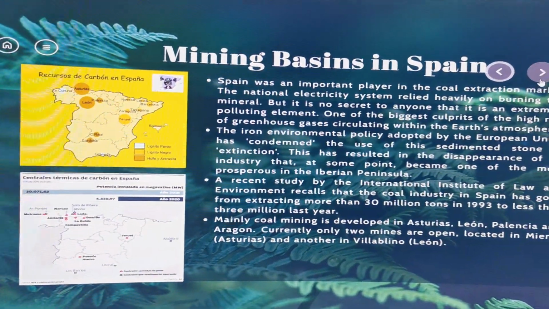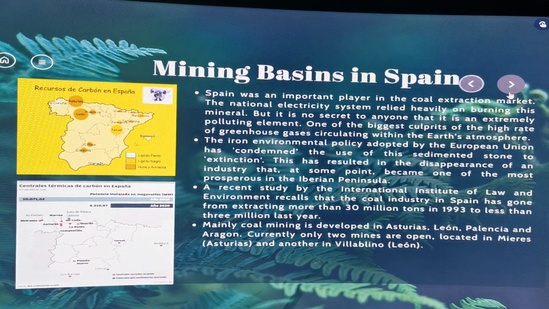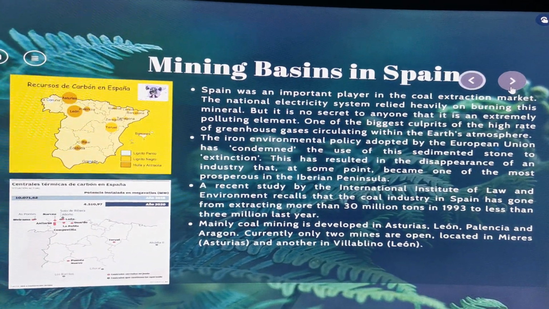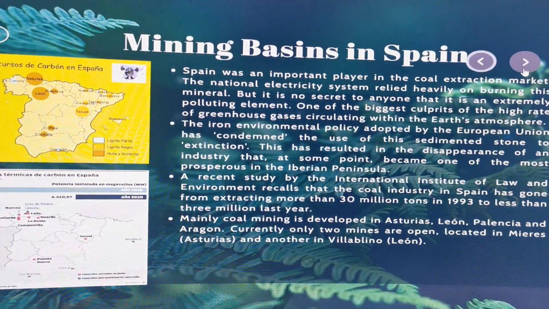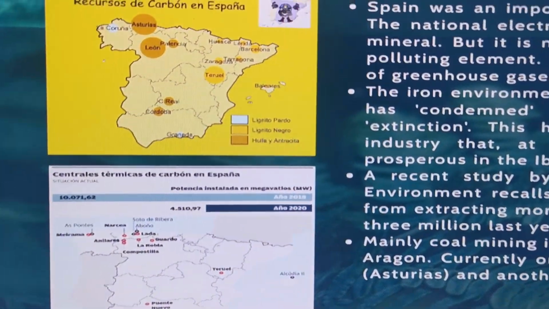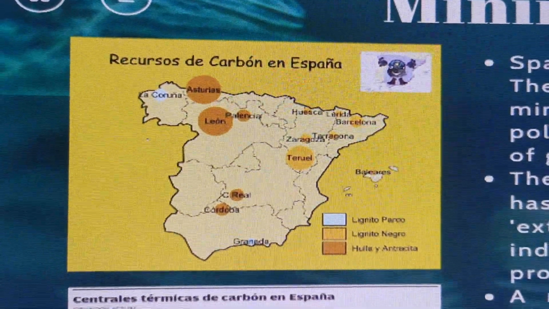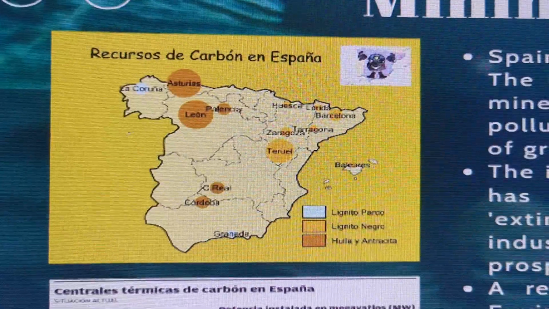Mining basins are areas in the subsoil in which a type of mineral abounds. In our case, it is coal. Mining basins in Spain. There are five provinces in Spain that have mining basins of coal. They are Asturias, Teruel, León, Valencia, and Ciudad Real. But the two most important are Asturias and Teruel.